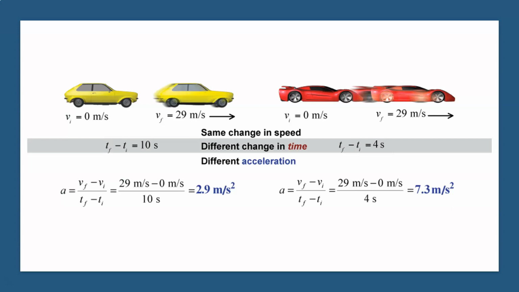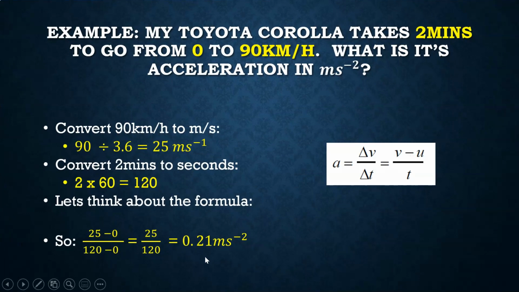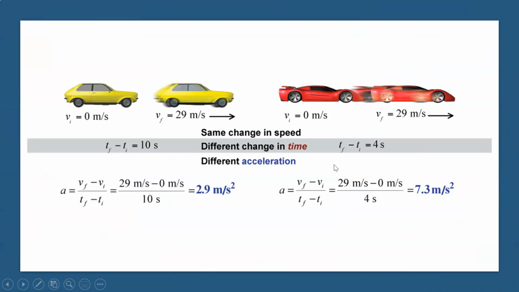Alrighty, so we use our calculation. For the yellow car, we're finding that change in speed, 29 meters per second, take away 0 meters per second. Okay, so 29 divided by 10 gives us 2.9 meters per second squared. And here we're doing it for our Porsche. So our Porsche accelerates at 7.3 meters per second squared. Okay, now if we just go back to my car, I said my car was fast. Is my car fast compared to these? No, my car's slow. It's my acceleration that's slow.